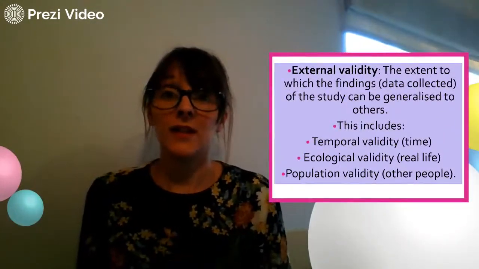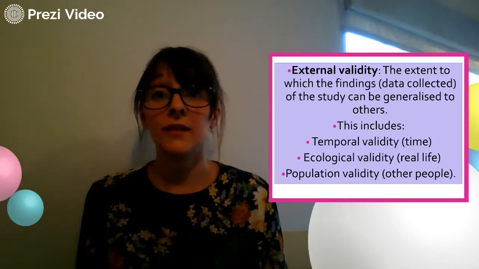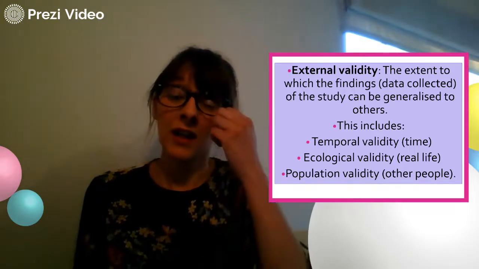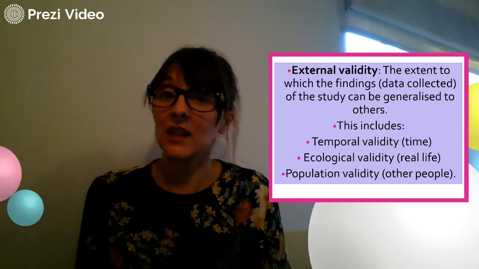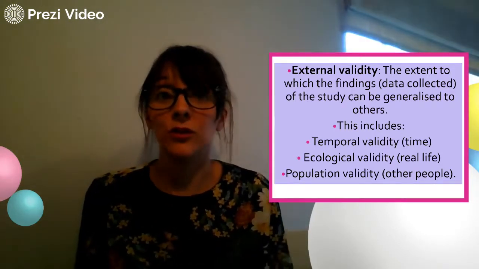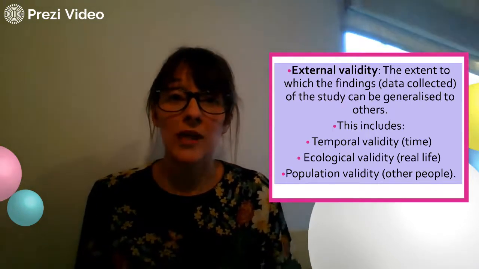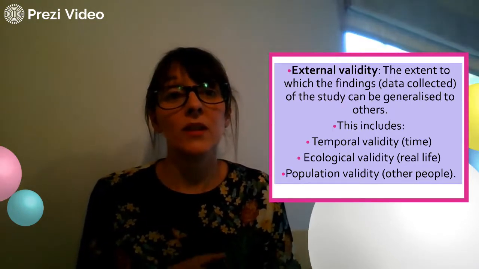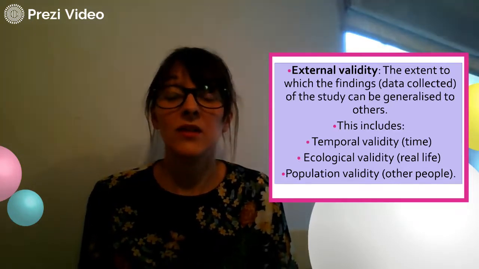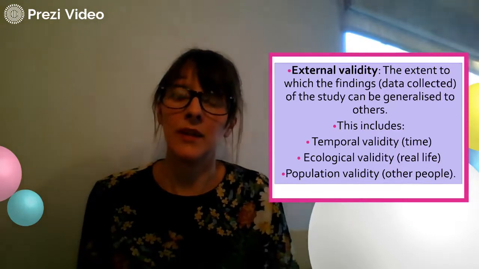So then we've got external validity. This is the one that you're probably more familiar with. This is the idea of generalisation, basically. Can we generalise our results? Are they valid? Are they truthful in other situations? So are they truthful in different times, with different people, in different places? So we've got temporal validity, we've got ecological validity and population validity.